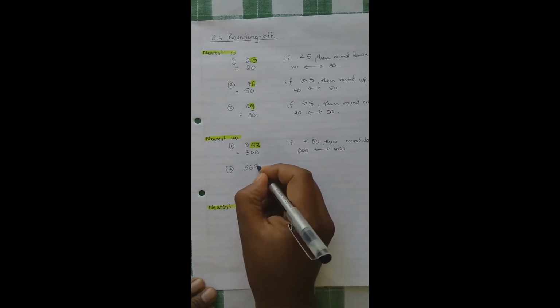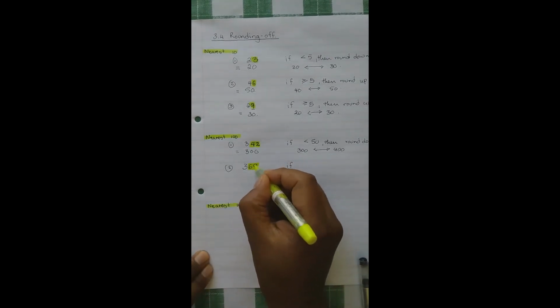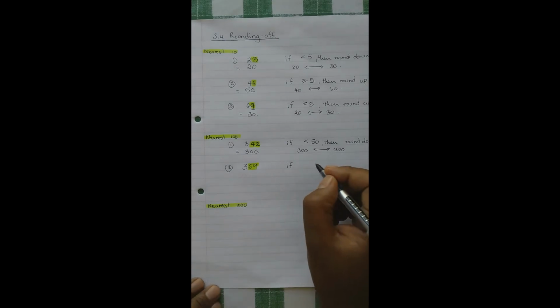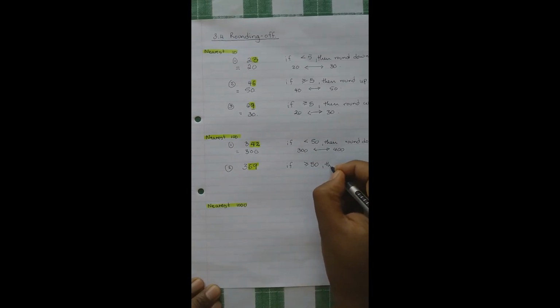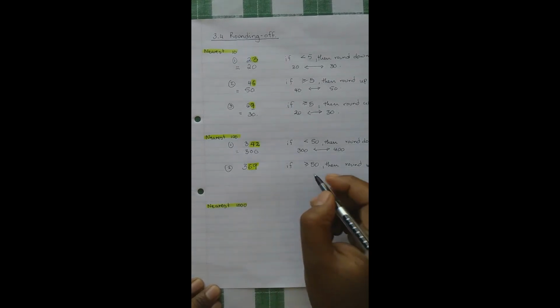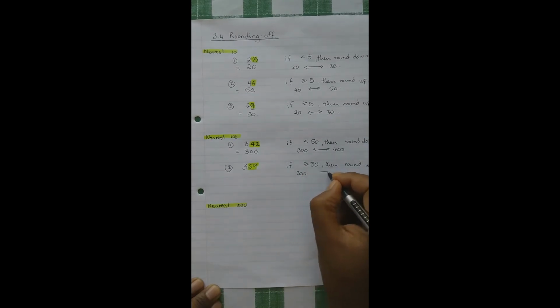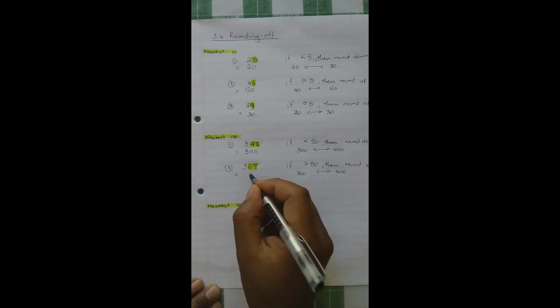Second example, rounding off to the nearest 100, let's take 369. Now, if you consider again your 10s, you've got 69 there, and our rule is that if your 10s are greater or equals to 50, then you round up. Now, again, 369 is between 300 and 400. So we will round this up and it becomes 400. Our final answer becomes 400.